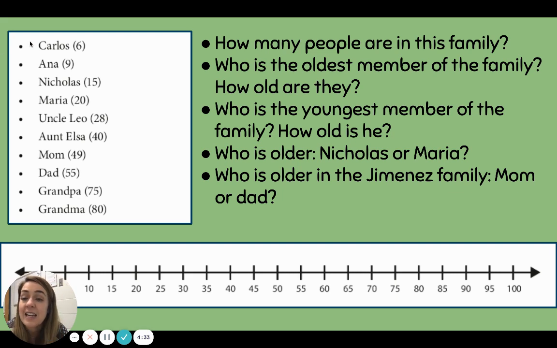Now, this is our data over here, and I want you to count and figure out how many people are in this family. So these are ages of all different people in a family: Carlos and Anna, Nicholas, Maria, Uncle Leo, Aunt Elsa, Mom, Dad, Grandpa, Grandma. How old are they? Or how many people are in the family? Look at all those people. On the count of 3, show me on your hands how many people you counted.